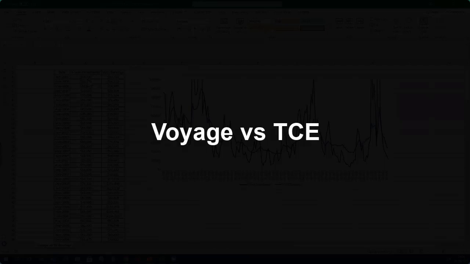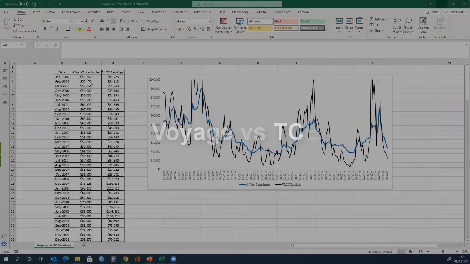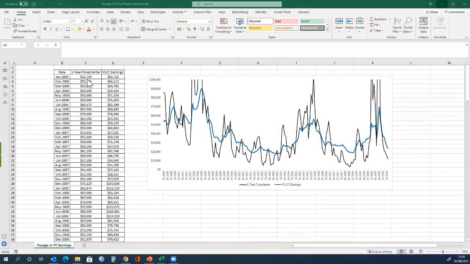In this tutorial, we will explore the difference between a time charter contract and a voyage charter contract. What we want to examine is the volatility between both contracts. In this example, we are looking at VLCC ships. A voyage contract for a VLCC would normally be expressed in timescale or dollars per ton. However, this example can be converted to a time charter equivalent, and we have shown examples of this.